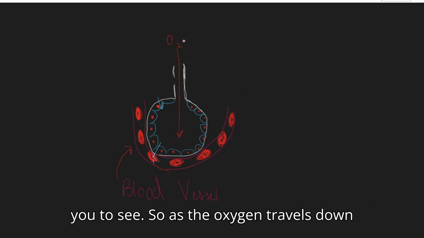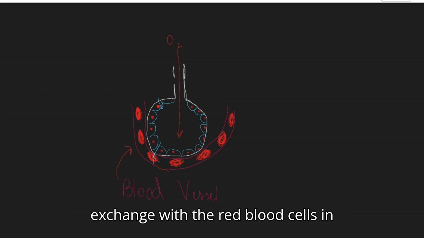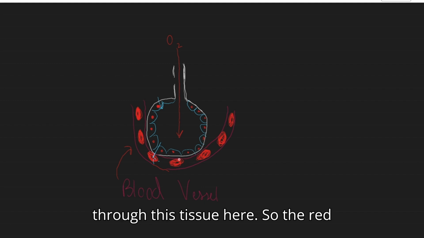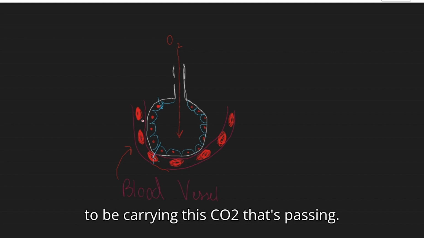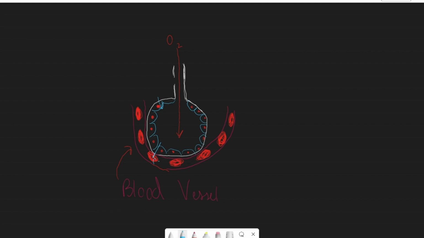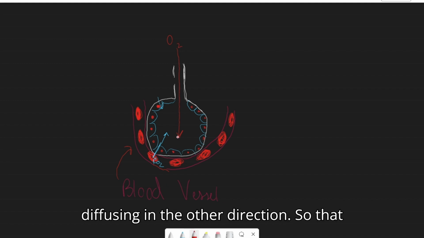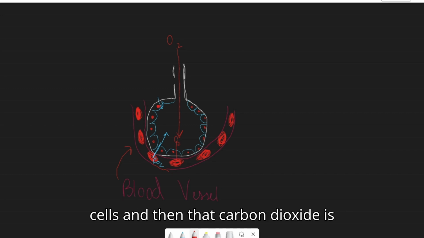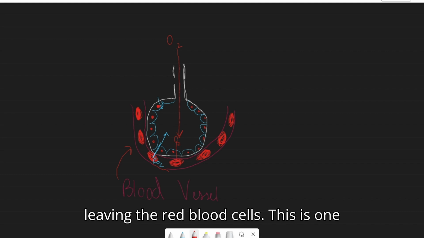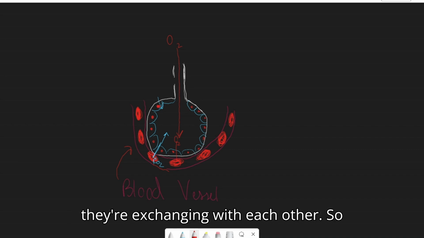As the oxygen travels down the lungs and enters the alveoli, you're going to have gas exchange with the red blood cells through this tissue here. The red blood cells, which I've drawn here in the blood vessels, are carrying CO2 that has to be exchanged with the oxygen. That CO2 is going to diffuse across this membrane while the oxygen is diffusing in the other direction. So the O2 diffuses onto the red blood cells, and the carbon dioxide is leaving the red blood cells. This is one of the reasons why you breathe in oxygen and breathe out CO2, because they're exchanging with each other.